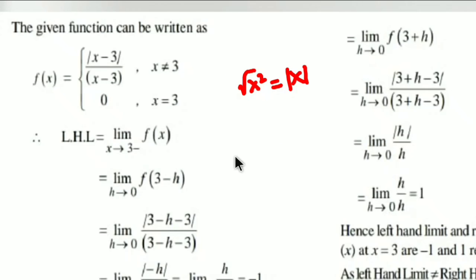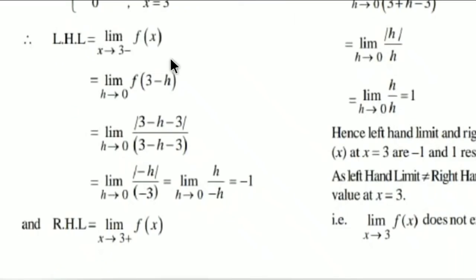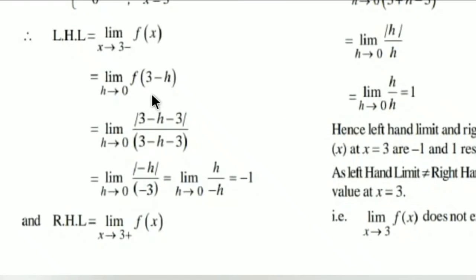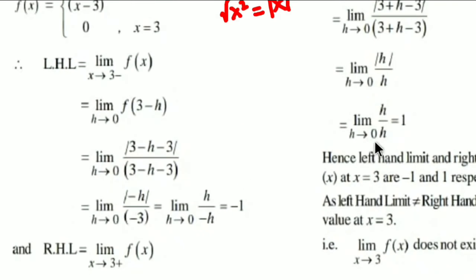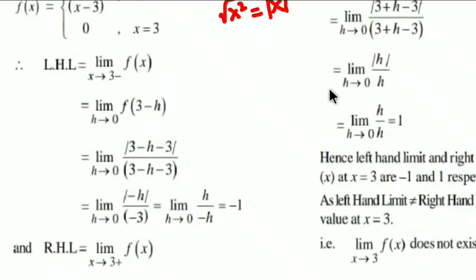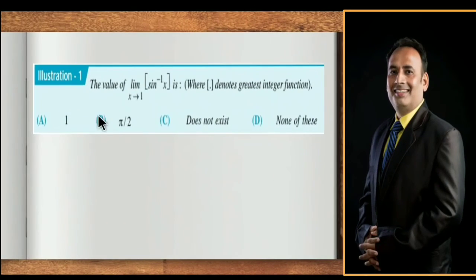So from this, if you see LHL, that is limit x tends to 3 minus f(x), here you say h tends to 0, 3 minus h, and when you solve, you get minus h upon h, and the result is minus 1. And RHL at 3 plus, the result is plus 1. As you know that LHL is minus 1 and RHL is plus 1, so we can say the limit does not exist, right?